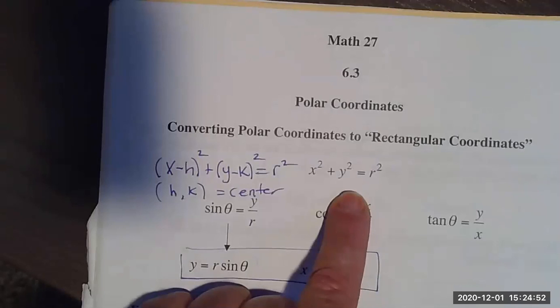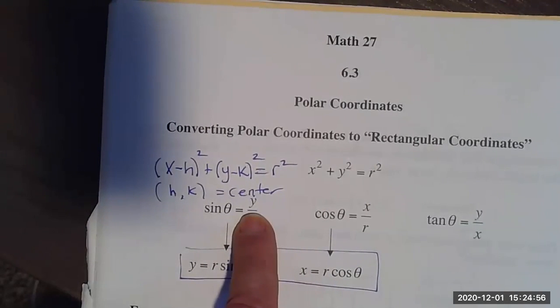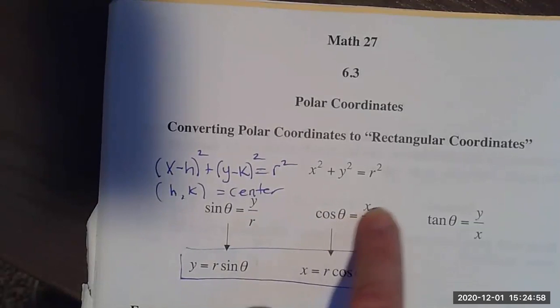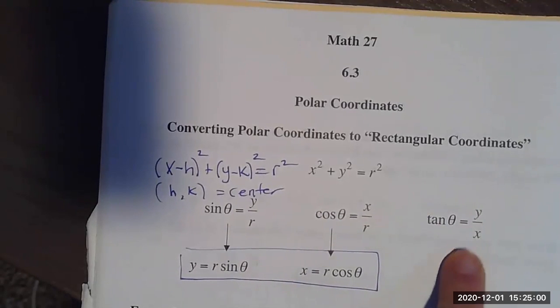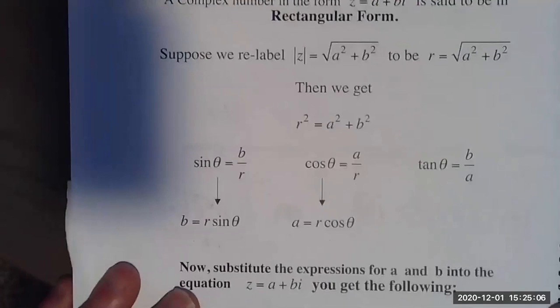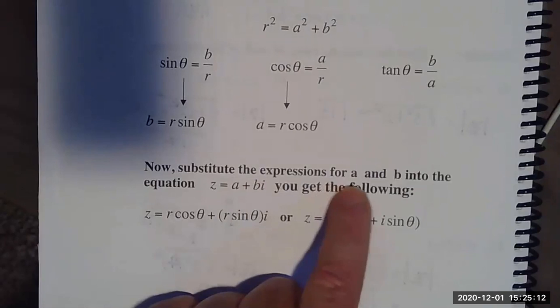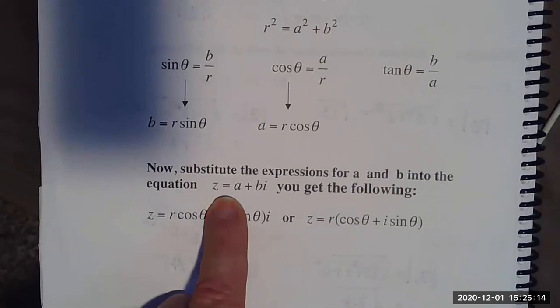Yep, there it is. All that's the same, except ours is going to be a B right there, and that's going to be an A, and that's B over A. Yeah, there's the relationship for you. So now, this is how it's related to trig. You substitute the expressions A and B into the equation.